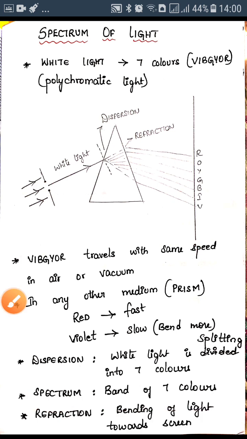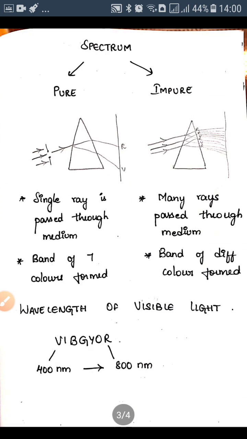Okay. So what is meant by dispersion? Dispersion is nothing but the splitting of white light into 7 colors. What is meant by refraction? The bending of light towards the screen is refraction. And what is meant by spectrum? The band of 7 colors is known as spectrum. Okay. So this spectrum is of 2 types.